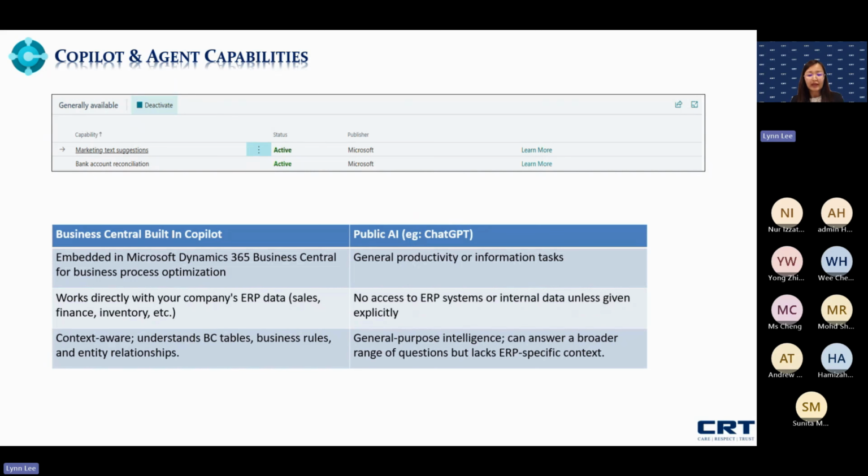The public AI, like ChatGPT and DeepSeek, is actually more general. The answers are very broad and cover a large range, which means they lack ERP-specific information, like the tables, which they do not know. So that is the difference between the Business Central built-in Copilot and the public AI, for example ChatGPT.